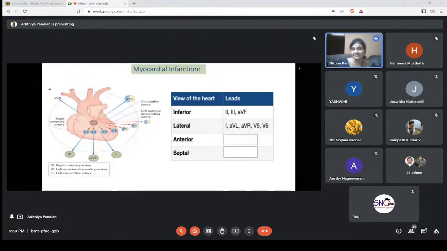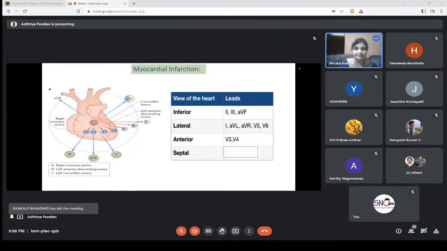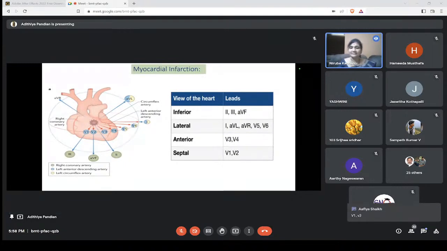So all these will be affected in lateral wall ischemia. Anterior wall, it is V4 and V5. If there is any septal defect, V1 and V2. So if the septum is affected, V1 and V2 is just placed above the septum. So you get a septal defect.